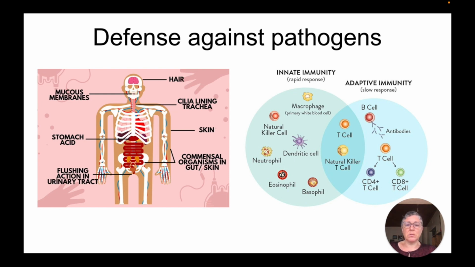The first one is more of a physical/chemical type of defense, where we can see on the left there are things like hair and skin and stomach acid and those sorts of components.